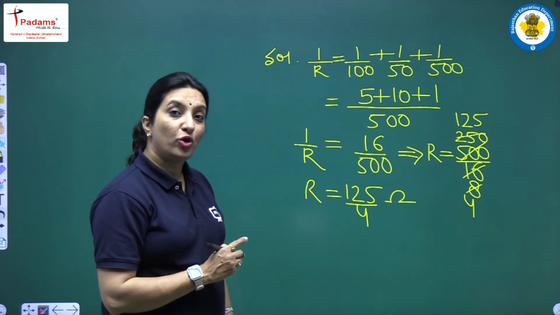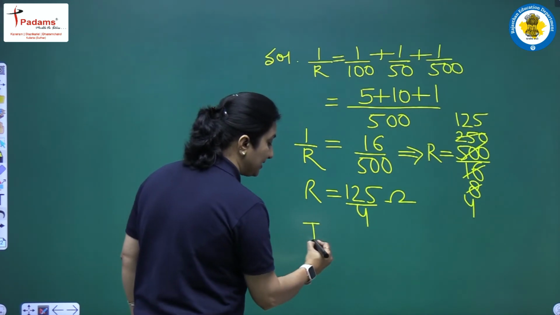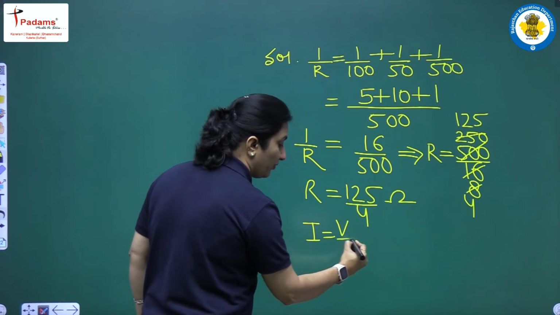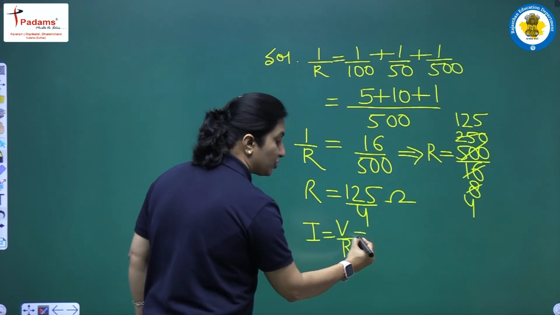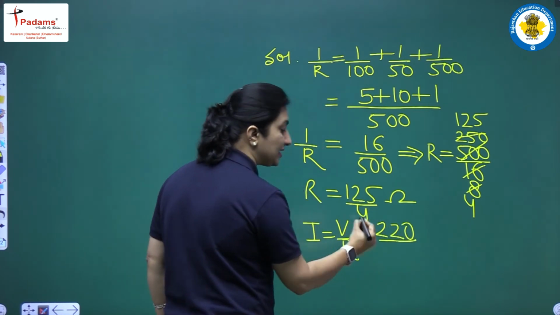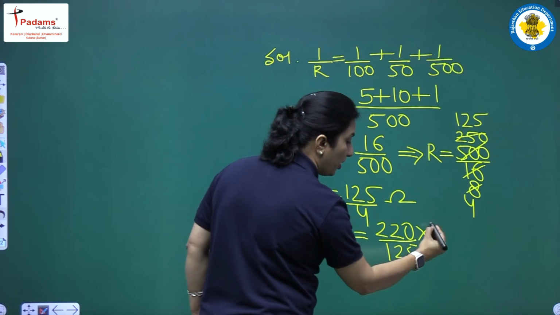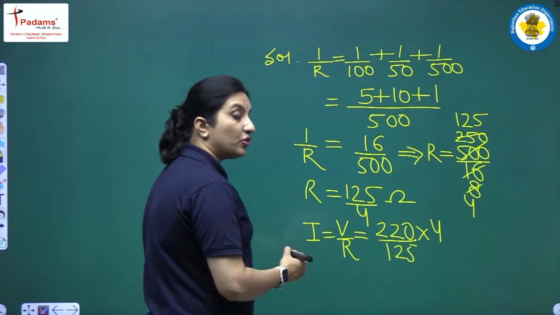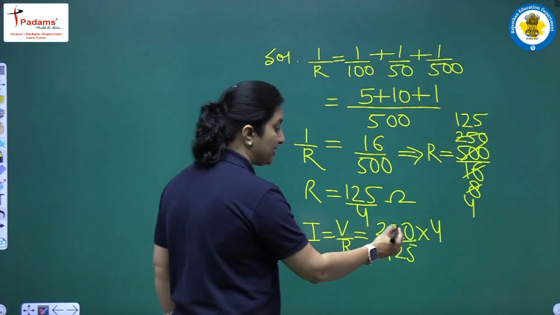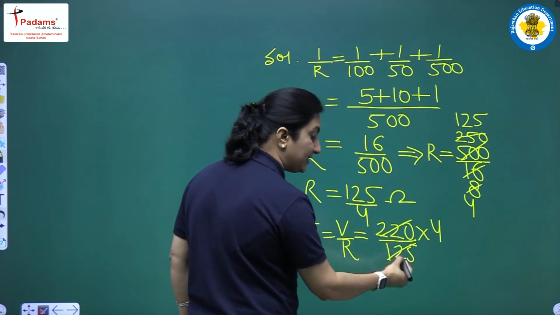Now this is the equivalent resistance of these three resistors connected in parallel. Then the voltage supply was 220 volts. So we can calculate the current as V upon R. So V is 220 volts and the resistance is 125 upon 4. So this 4 will go upwards. If I cancel this out, it can be divided by 5.